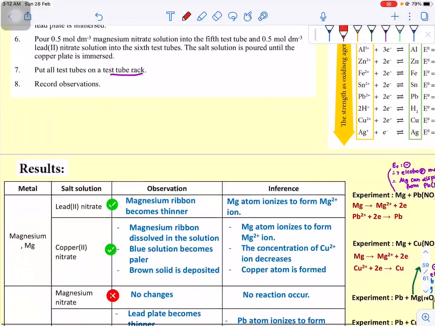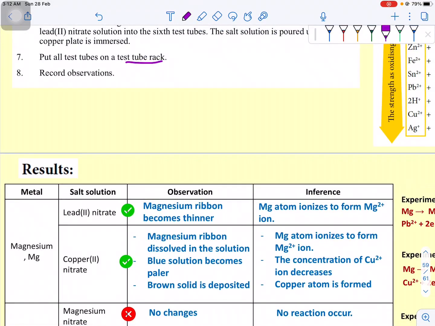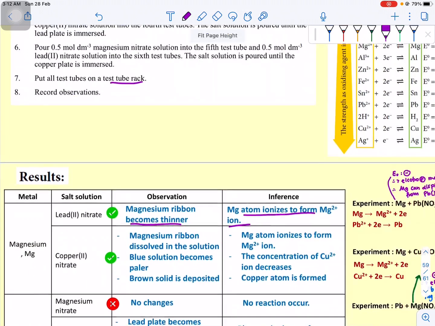Okay, so this is after kita dah tick tu, and then this is the observation that we can observe. When we use magnesium and lead nitrate, we will see magnesium ribbon akan jadi makin lama makin kurus, become thinner. And why dia jadi thinner? Because asalnya dia magnesium atom, so they ionize into magnesium ion.